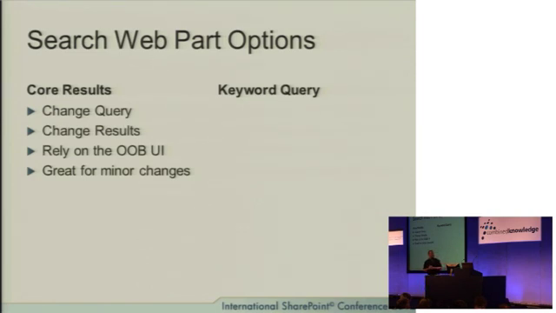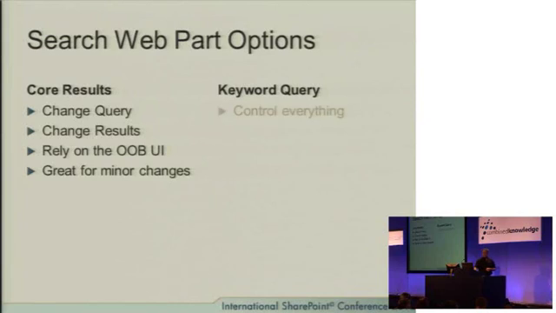That core search results web part, by doing a subclass of it, allows me to do a great many things, including changing the query, changing the results output, and I can still rely on the out-of-the-box UI rendering. So it behaves like a core search results web part. It just has extra stuff built in that I want it to do. And this is a tremendous thing for making minor changes.